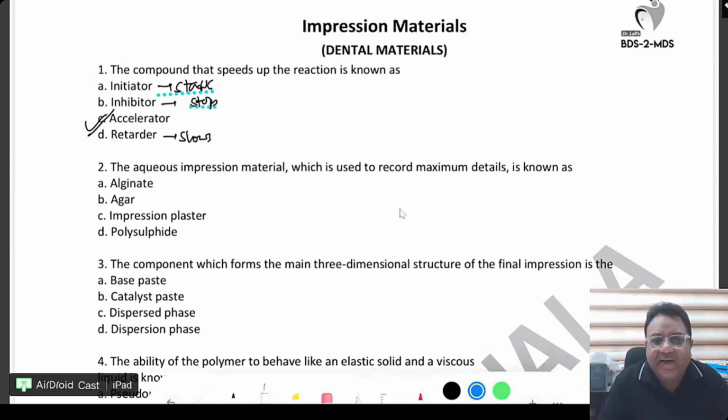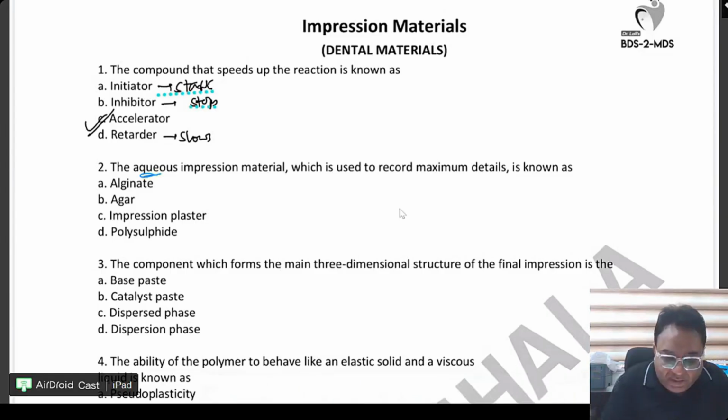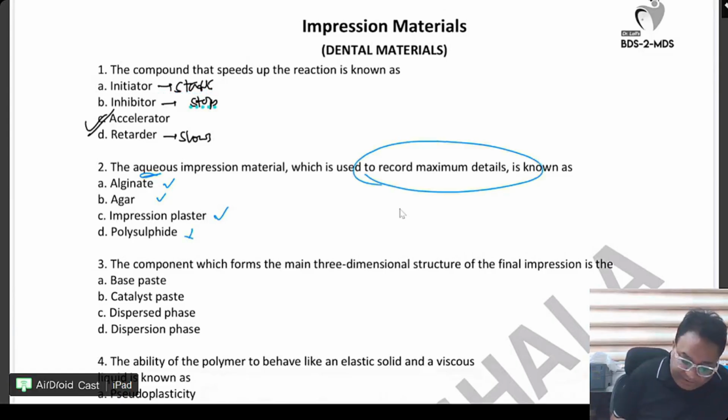Aqueous impression material which is used to record maximum details. Aqueous means water based. Water based is alginate and agar. This is also water based. This is not water based. Maximum detail, it's agar. Agar is one of the most accurate impression materials.